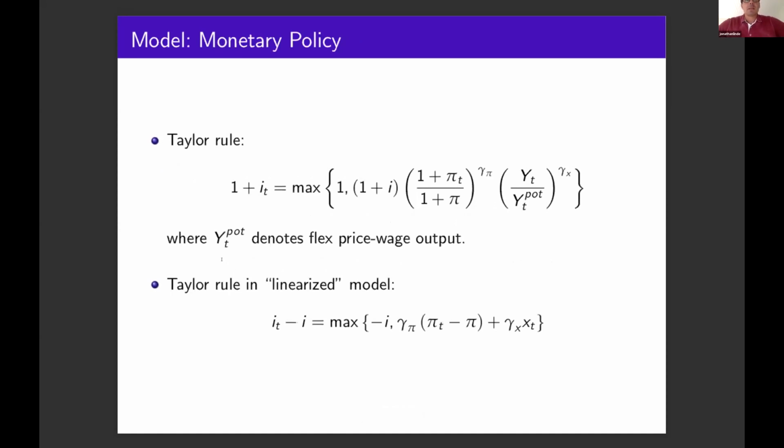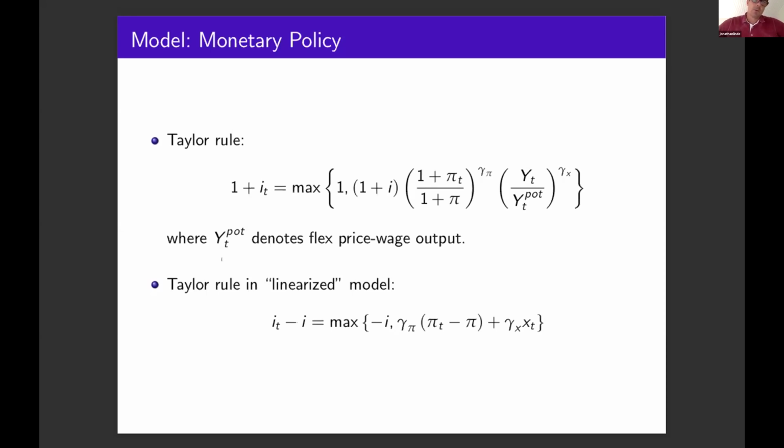Monetary policy here is a simple Taylor rule with the zero lower bound. You respond to inflation when inflation deviates from the central bank's target, and you also respond to the output gap, where the potential output denotes the flex price and wage output level. And that's the nonlinear formulation of the rule.